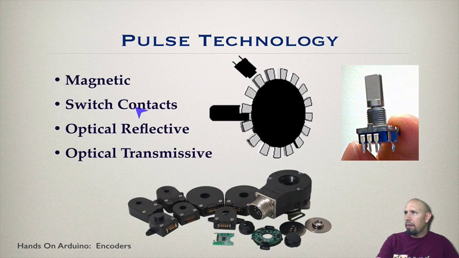You can have pulses that are generated by switch contacts. So this little guy here, inside of there, is actually a set of switches, and you can feel it. It has what are called detents. D-E-N-T-E-N-T-S, detents. The detents are fixed positions where it will stop.